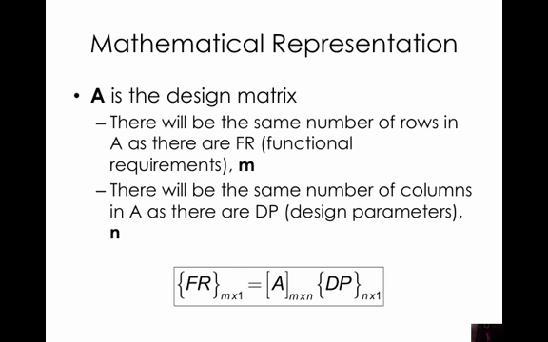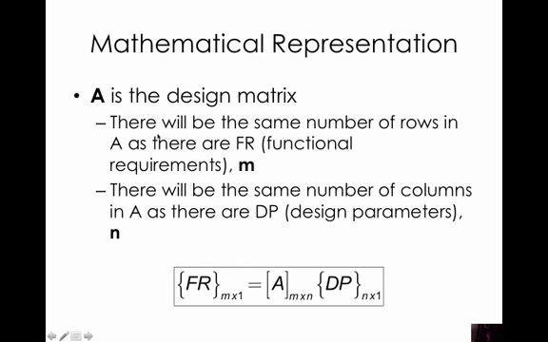Remember that first axiom says the ideal design would be one in which, if we change a design parameter, only the functional requirement associated with that design parameter would be impacted. None of the other functional requirements would be impacted. So let's see how we express that mathematically.